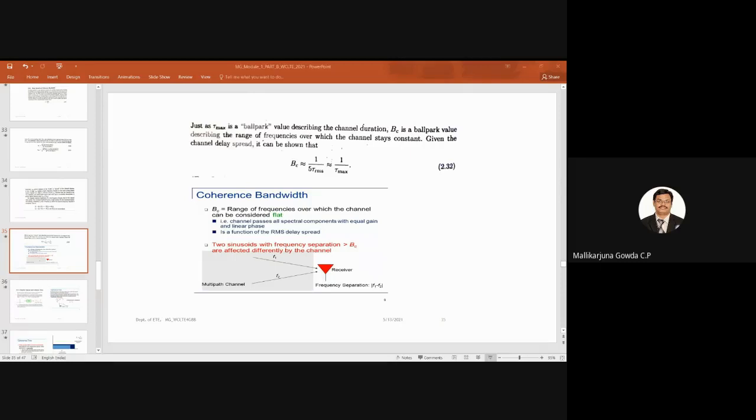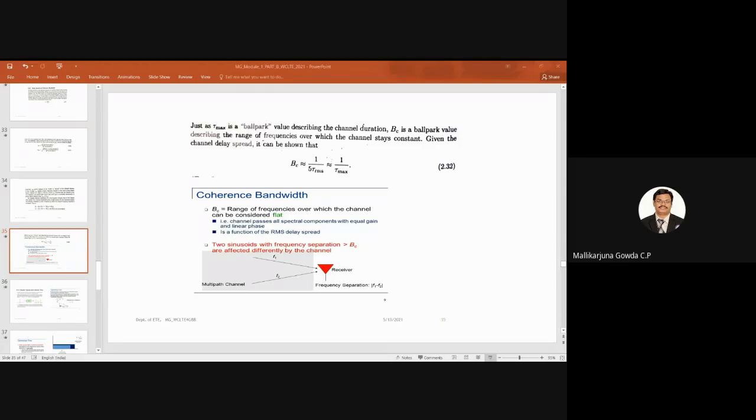To understand better, here I have taken an example. The channel passes all spectral components with equal gain and linear phase, if it is flat. I will not talk about delay spread now, but it is a function of the RMS delay spread. I will come back to that.